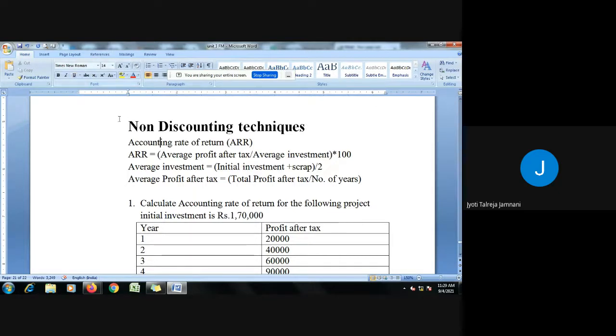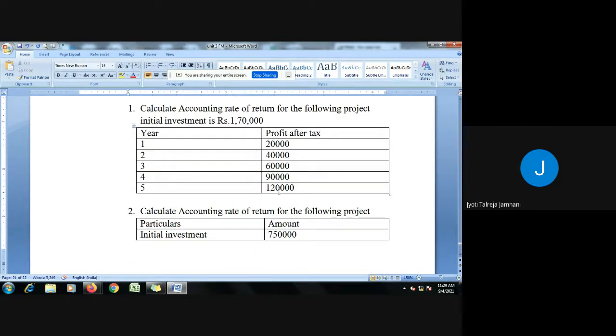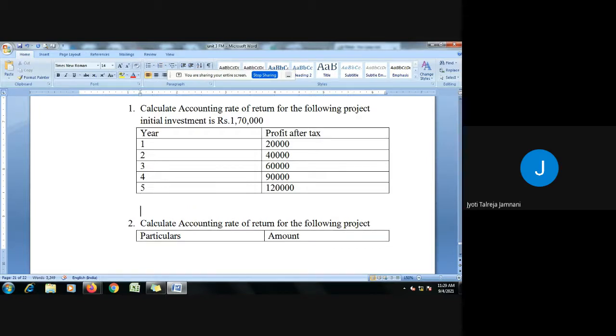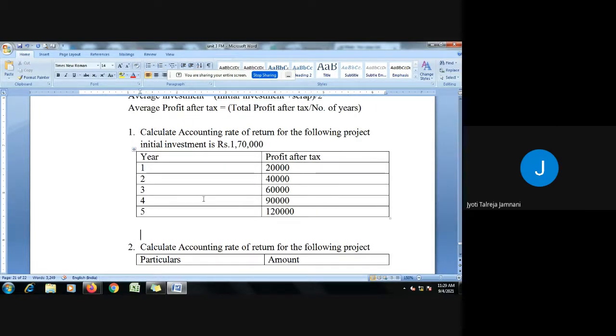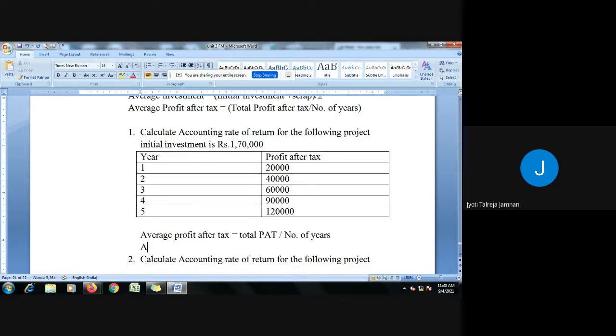Okay. So the first sum we will start with is the accounting rate of return. How are we going to solve this? The formula says average profit after tax divided by average investment. So average profit after tax we'll find first, which is equal to total profit after tax. I'll call it PAT henceforth. Average PAT is the total PAT divided by the number of years.